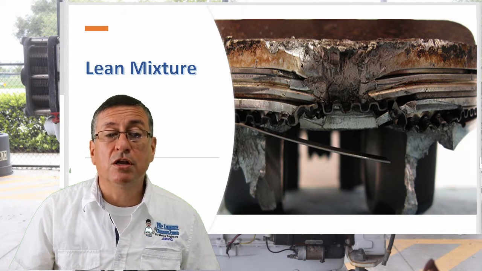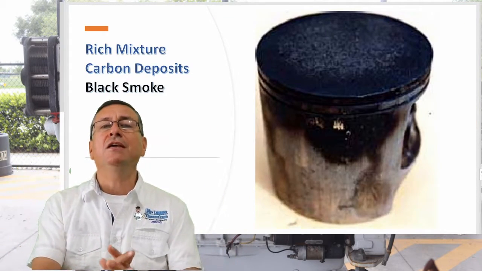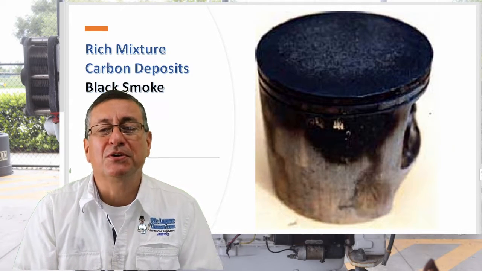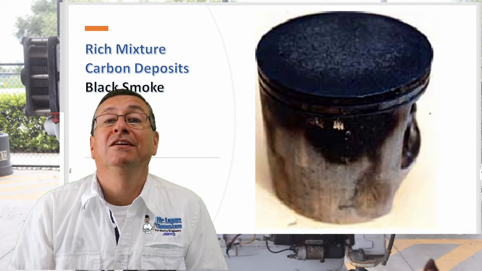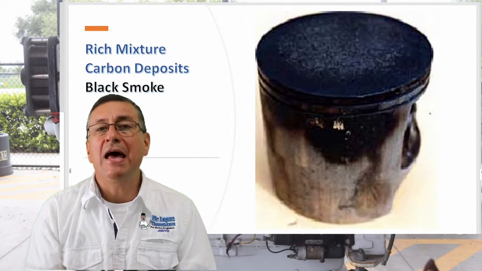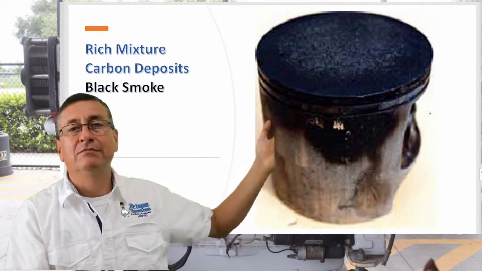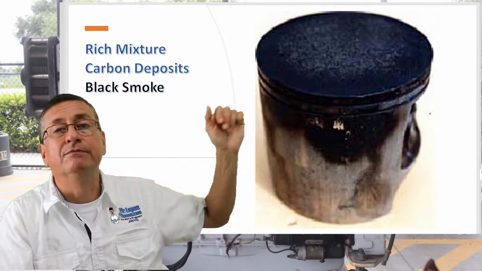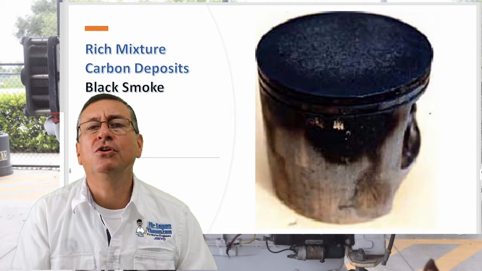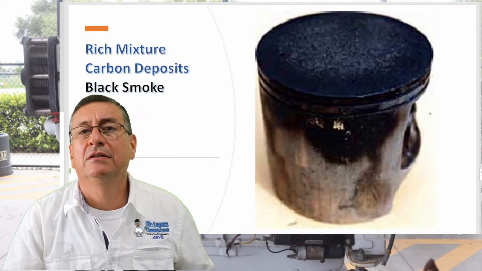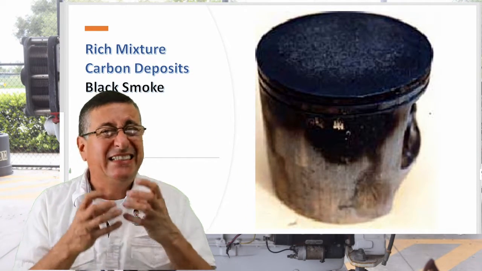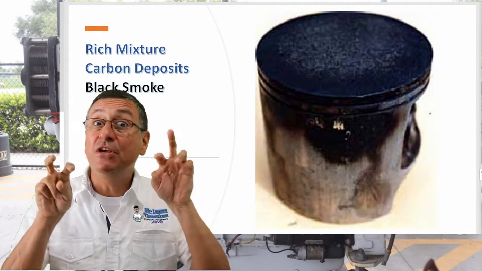Okay, this is another possibility. Another common possibility is rich mixture, carbon deposits. What is the color of the smoke when you have carbon deposits? Black smoke, like you have here. Look at the head of the piston. The head of the piston is full of carbon deposits. That's not good. Excessive amount of fuel in the mixture.